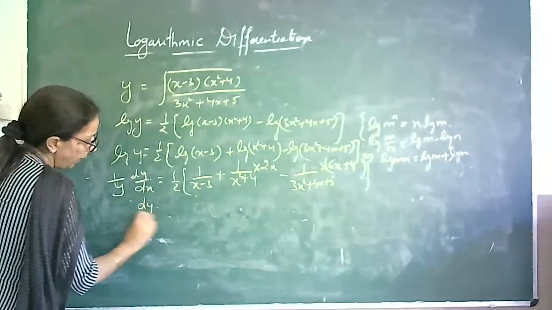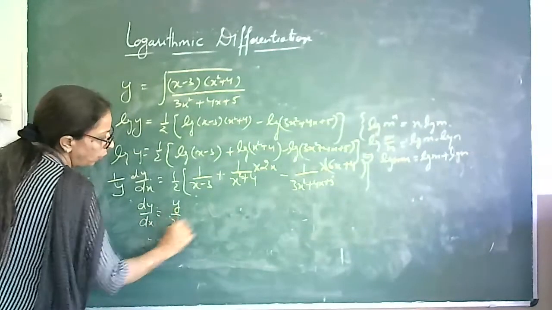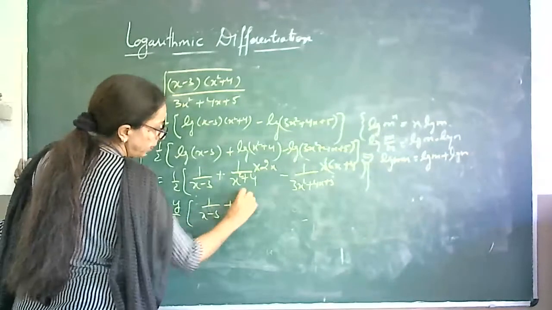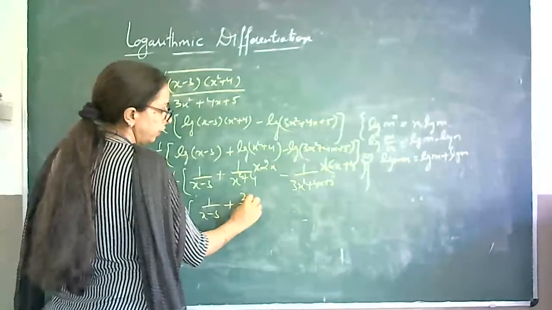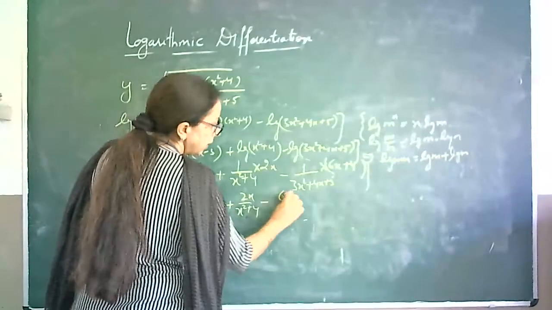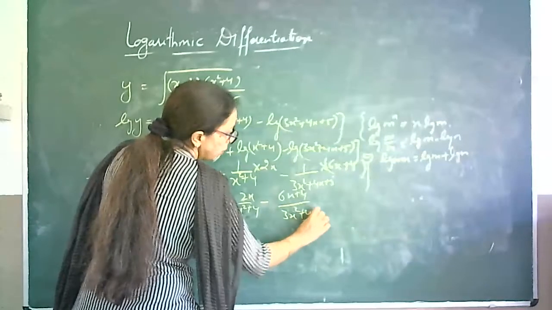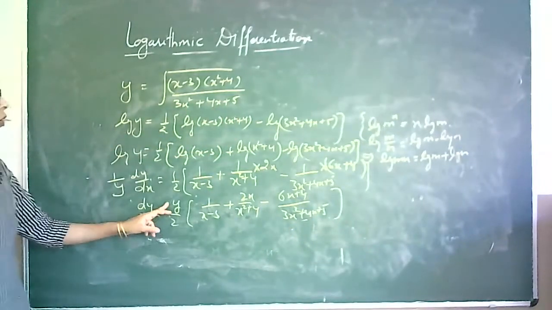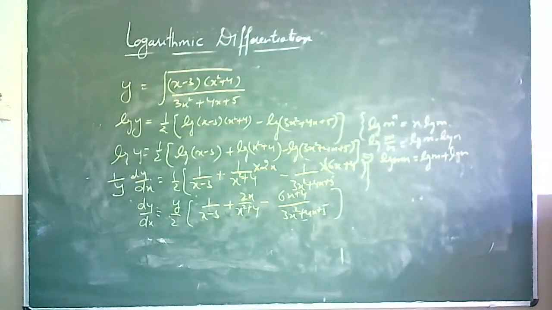So what is dy by dx equal to? This is equal to y upon 2 into this whole: 2x minus 6x plus 4 upon 3x square plus 4x plus 5. Here you can substitute the value of y and you will get the result. Hope it is clear to you all.